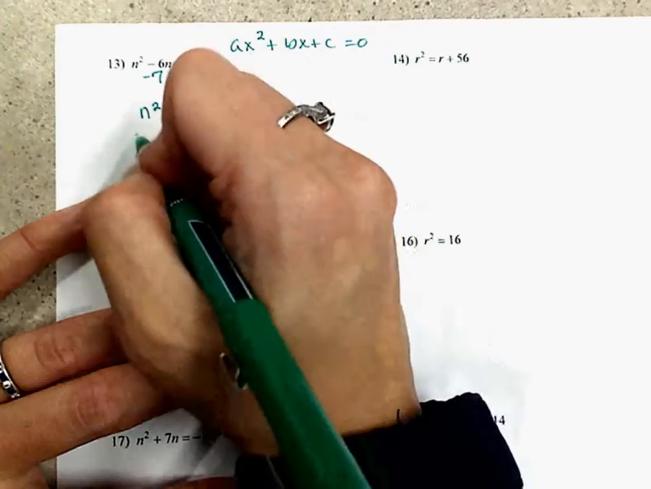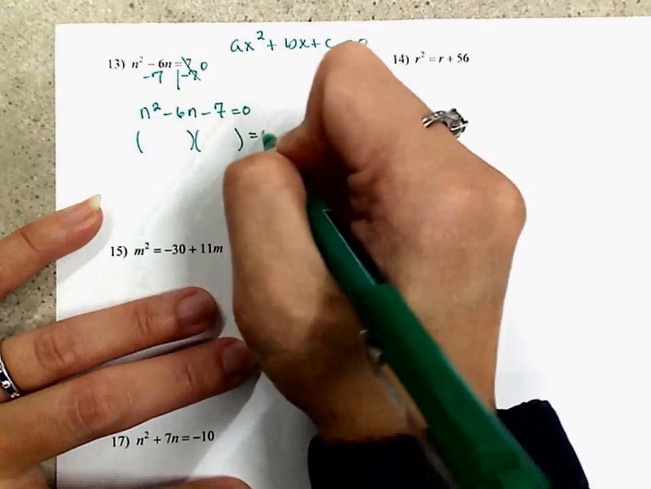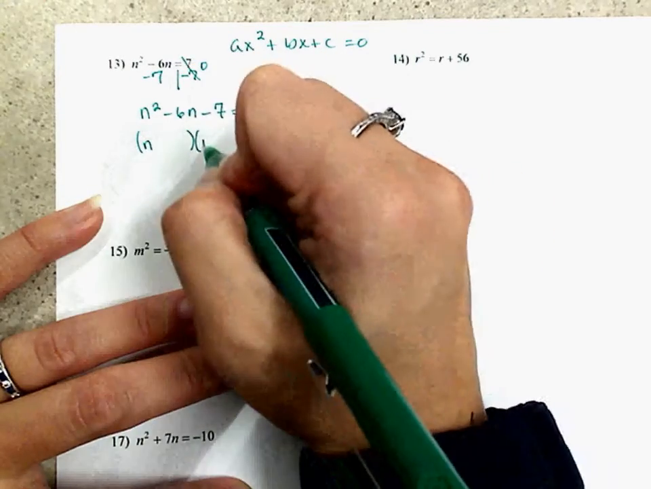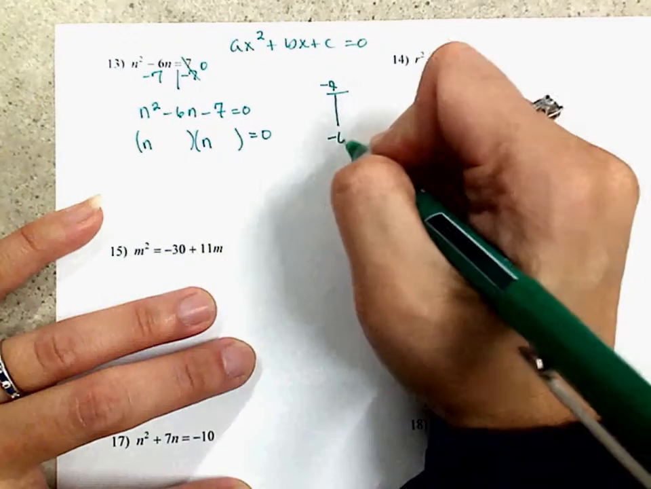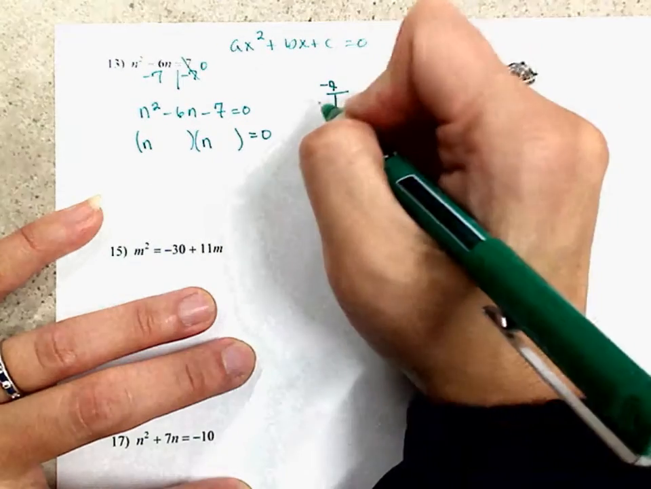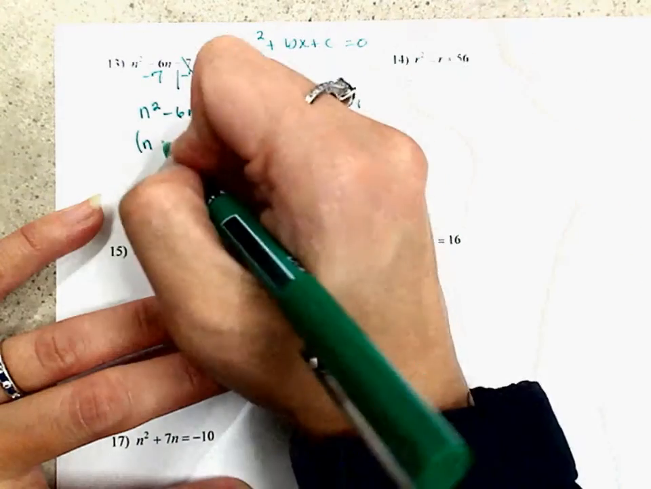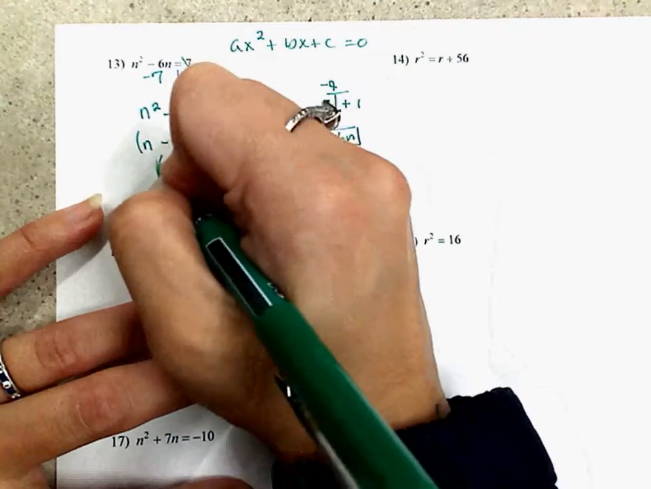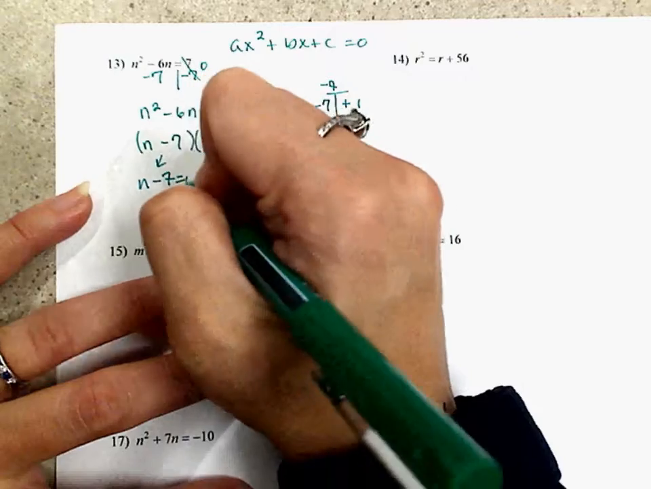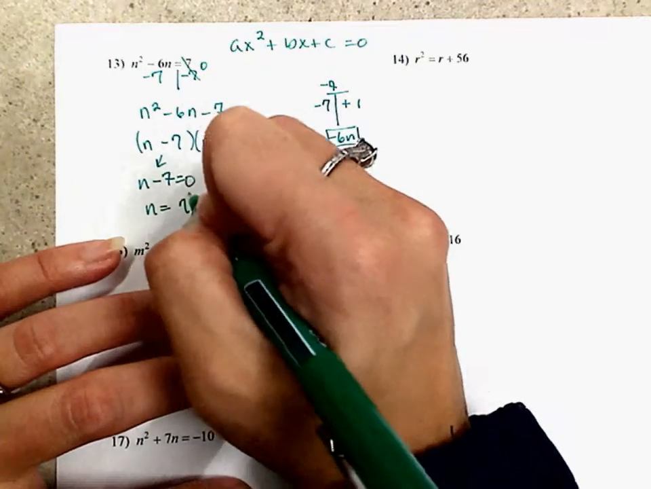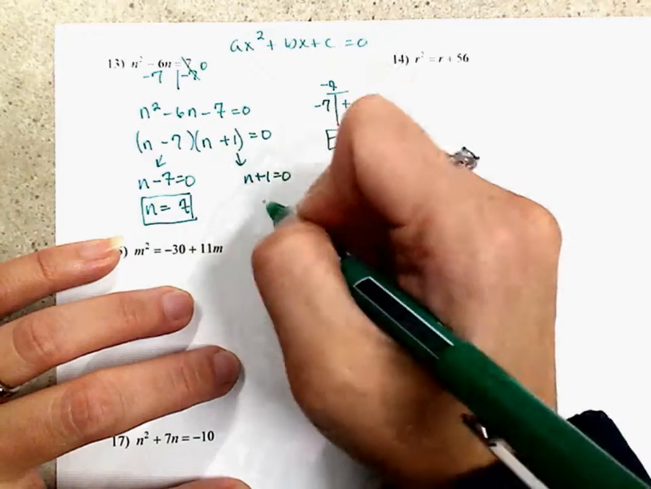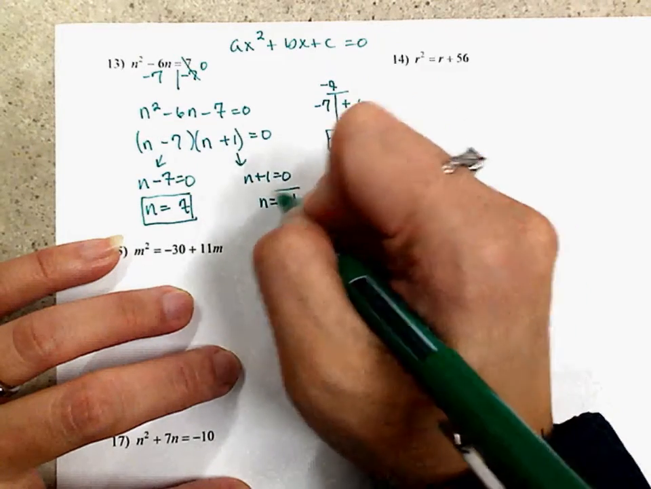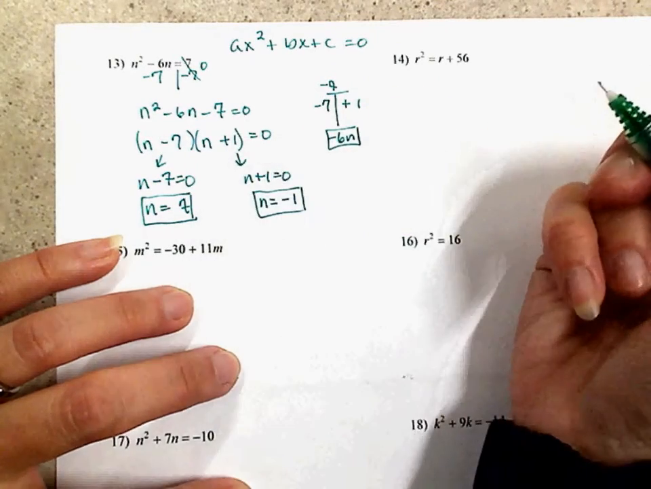1, 2, 3 term. Two sets of parentheses. Factors of n squared is n and n. Two numbers that multiply to give you negative 7 is going to subtract to give you 6. That would be negative 7 and plus 1. Set each one equal to 0. So n is equal to 7 because you add to both sides. Set this one equal to 0. Subtract n. Subtract 1. So n is equal to negative 1.